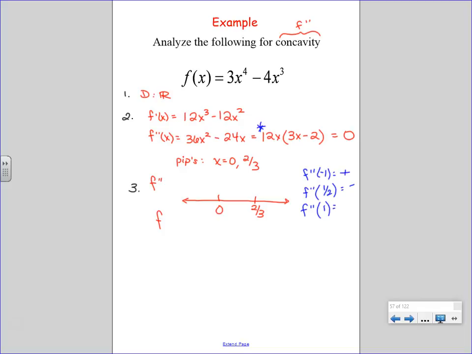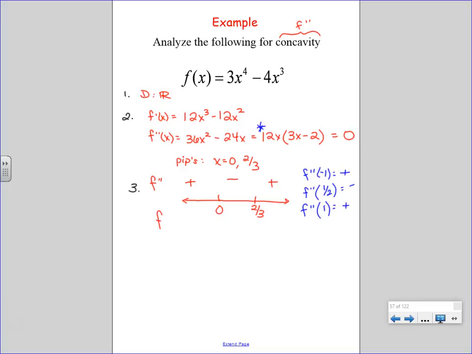1 times 12 is a positive. 3 minus 2 is a positive. What's a positive times a positive? So let's take these signs and throw them in our sign chart. Positive on that interval, negative on that interval, positive on that interval. One test point tells me the entire interval.